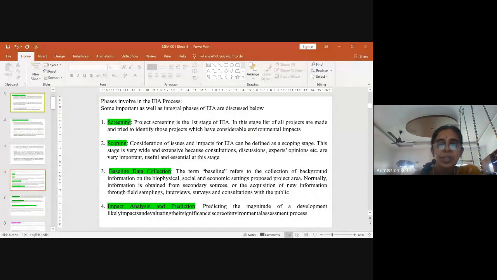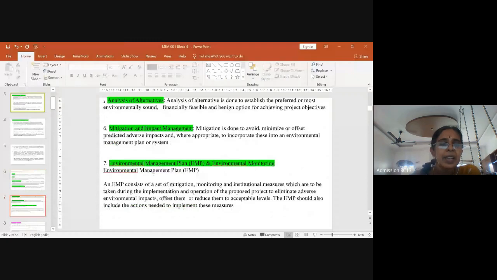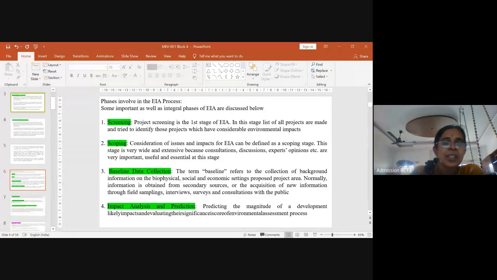It includes 7 important phases. The first one is screening of the project. In this stage, the projects are listed and those projects which have a considerable environmental impact are identified. The next one is scoping, considering the issues and impacts of environmental impact assessment. Discussions and expert opinions are taken at this stage.